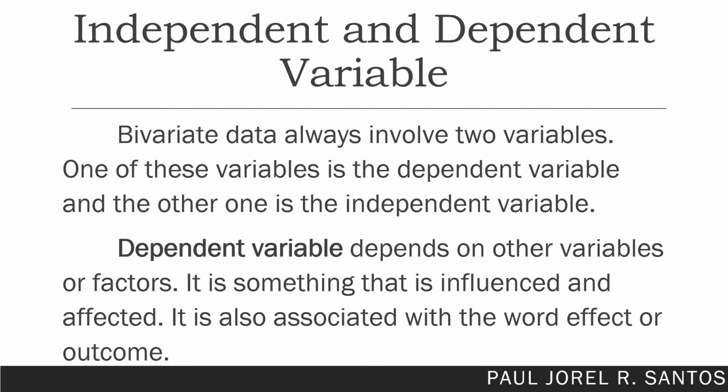Bivariate data always involve two variables. One of these variables is the dependent variable and the other one is the independent variable. So what is the dependent variable? The dependent variable depends on other variables or factors. It is something that is influenced and affected. It is also associated with the word effect or outcome.